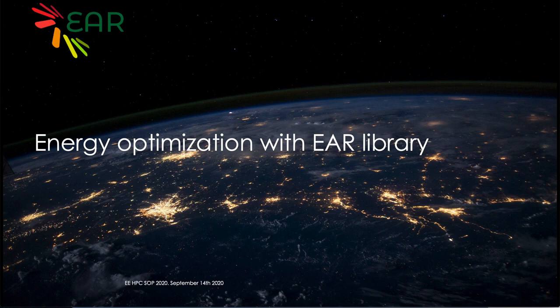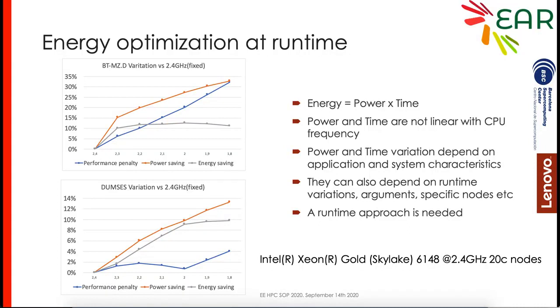Let's see the details of the EARL library concerning energy optimization. The problem of energy management is that energy depends on power and time, and this is really dynamic. It depends on the application, whether it is more CPU intensive or memory intensive. In the picture you can see two examples. The one on top is a CPU intensive application, so the power, performance penalty, and energy savings are totally different from the one on the bottom, which is a memory intensive application.